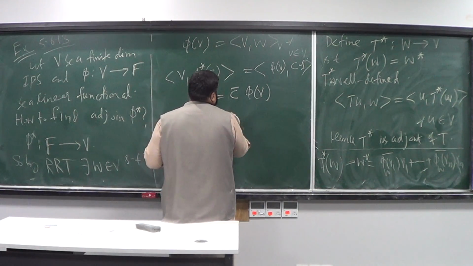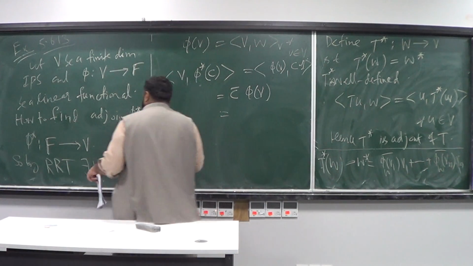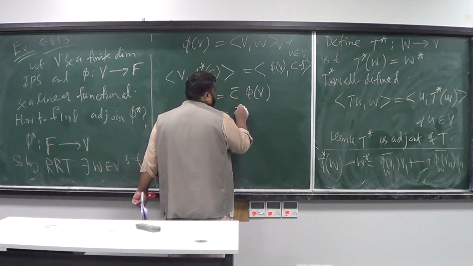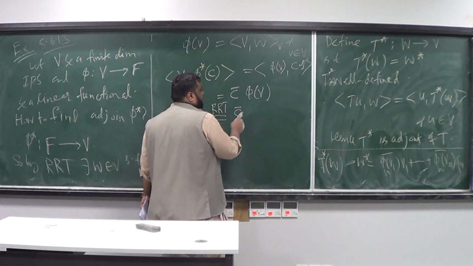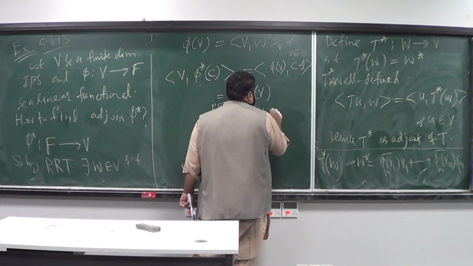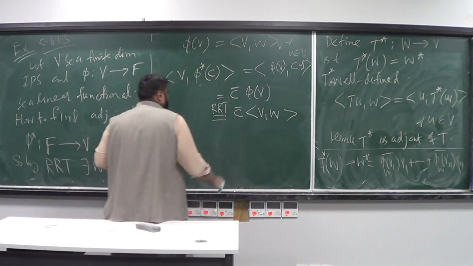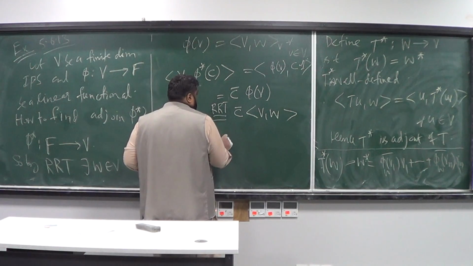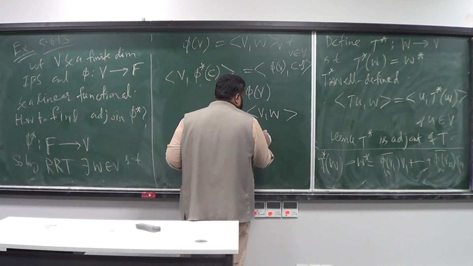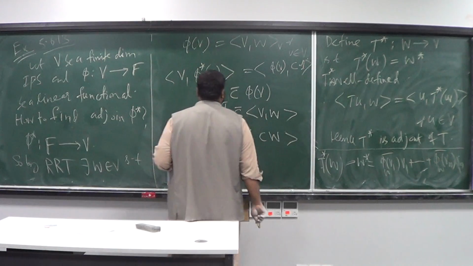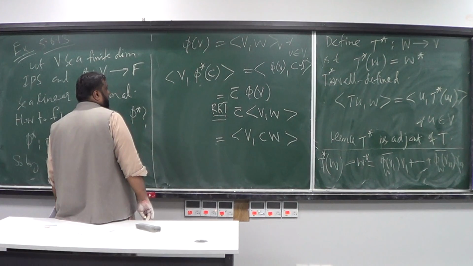Okay. But for phi of v, I know by Riesz Representation Theorem, phi of v is equal to the inner product of V and W. So this means, if I take this C and throw it inside, it's going to be the inner product of V and CW.